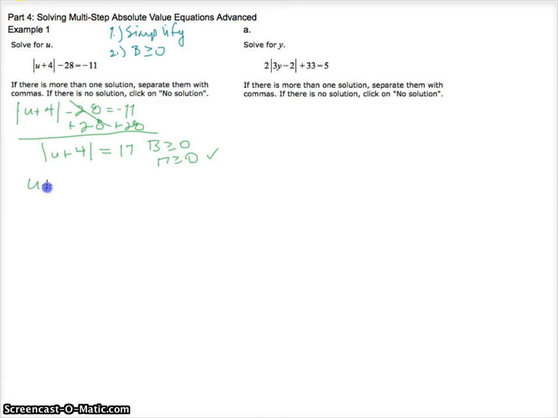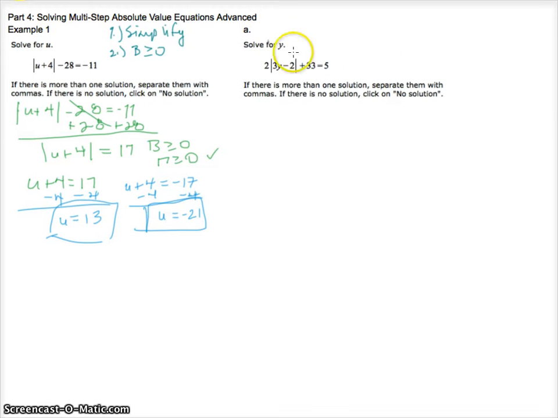So I need to look at u plus 4 equals positive 17, and u plus 4 equals negative 17. I'm going to subtract 4 from both sides. U equals 13. I'm going to subtract 4 from here. U equals negative 21. So these are my two solutions, 13 and negative 21. Let's go look at example A.